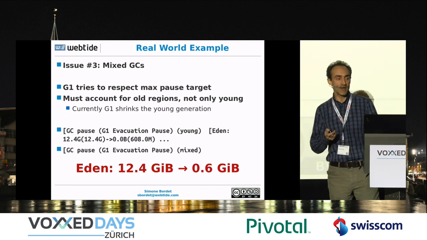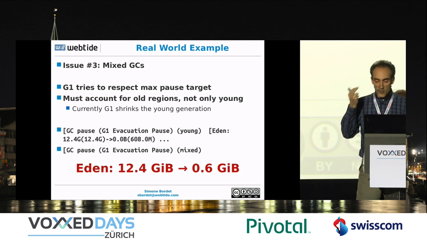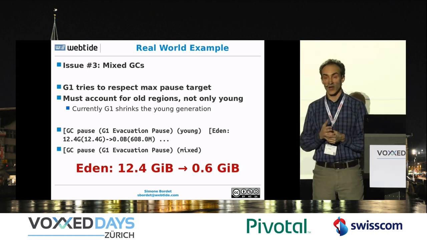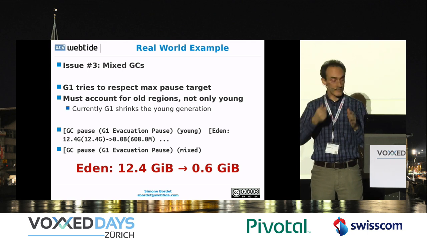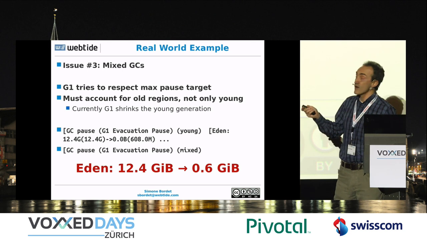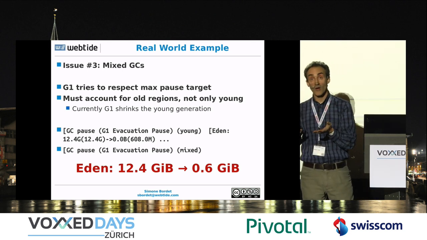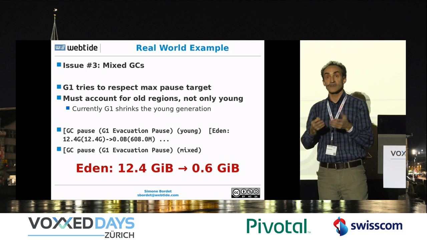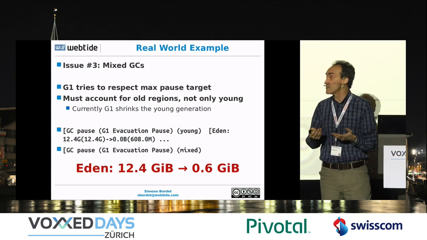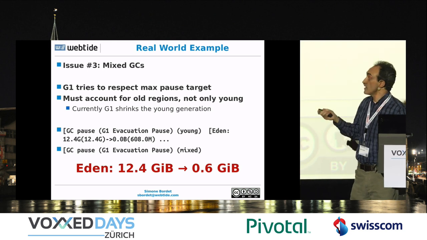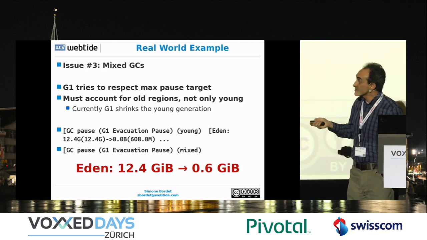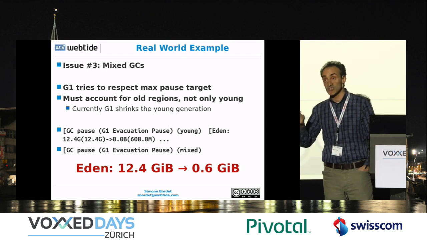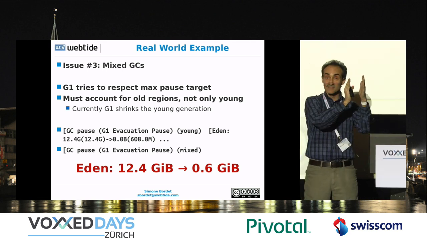Third, the most interesting behavior is mixed GC. Remember when I told you what G1 does when it has to stay within the time? It shrinks the young generation. So this is what happened, however, when you have to take into account 1/8 more regions. That 1/8 of all the regions that has to be taken into account for mixed GC takes time. And therefore, G1 said, because it takes more time, I have to shrink the young generation. In this particular log line, you can see that the young generation went from 12.4 gigabytes to 0.6. That's 20 times smaller.